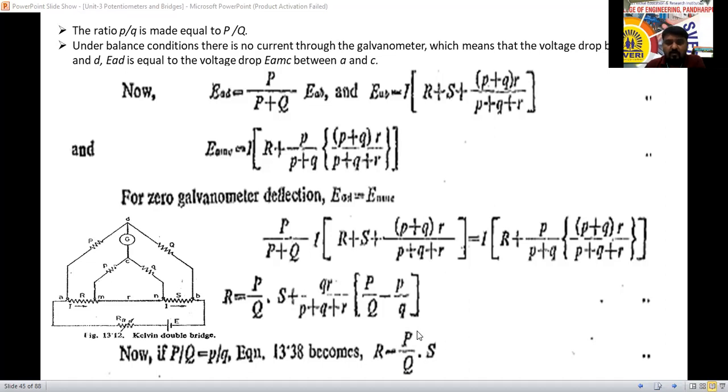Now please be ready with calculator, pen, and paper. Today we are going to discuss problems on the Kelvin double bridge. We will solve some numericals, and after that we'll go to the Maxwell bridge. So all of you take the pen and paper, write this formula, and let me know.